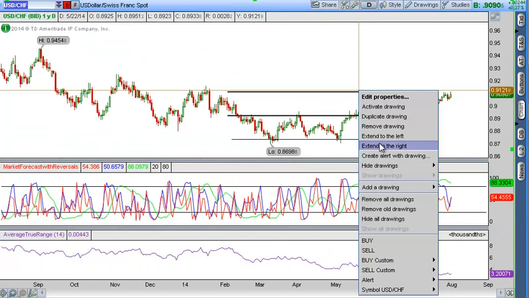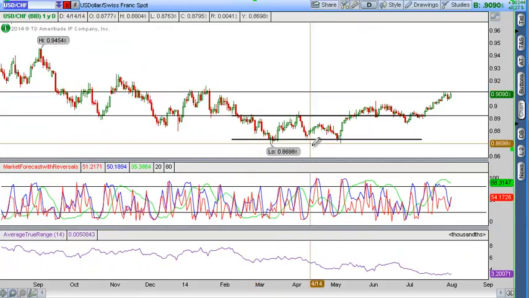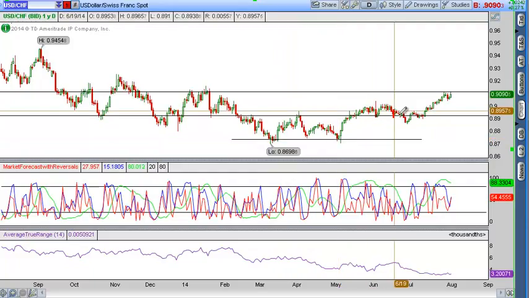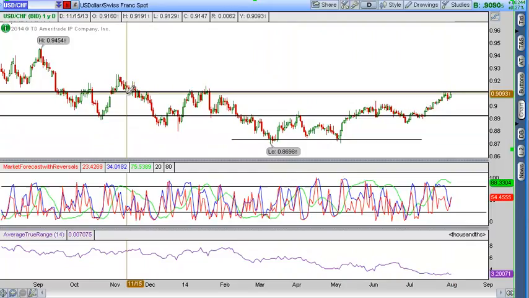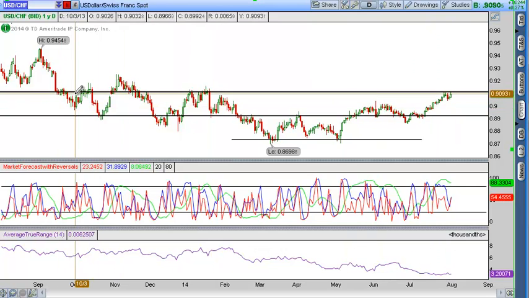Now, we are at a key level. Notice we've created this lovely double bottom here. We broke out to the top side, and we've tested, tested, and tested. I actually like the idea of shorting the dollar Swiss here because we have 1, 2, 3, 4, 5, 6, 7 different times we've failed at this resistance.